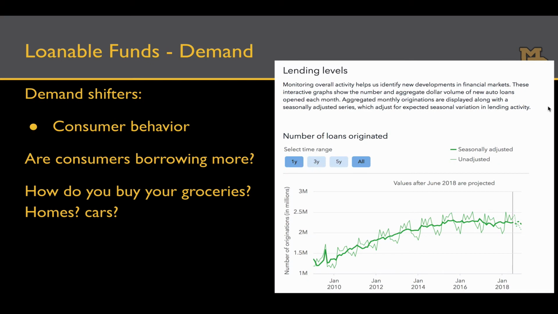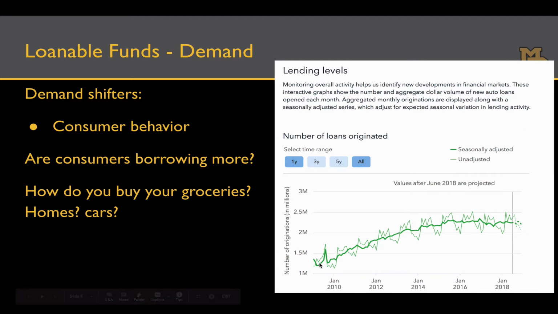Demand shifters. One of the things that really changes demand is how much consumers are willing to borrow. If consumers are borrowing more, maybe they move away from using their debit card to using their credit card. Maybe they are more likely to buy a house or a car and feel better about the markets. They're going to borrow more.